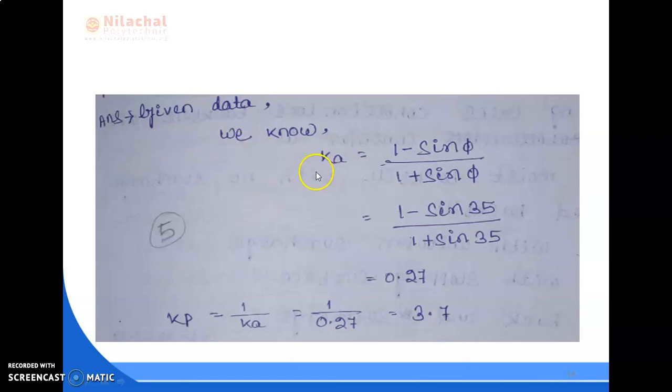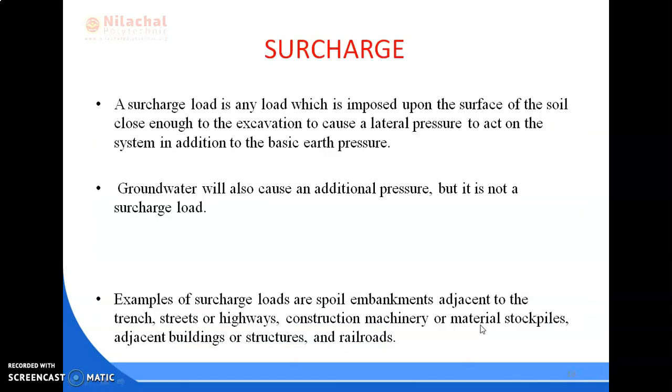So, we know Ka equal to, this is the formula, 1 minus sin phi by 1 plus sin phi, equal to 1 minus sin 35 degrees by 1 plus sin 35 degrees. So, this is equal to 0.27. And the other one, Kp equal to 1 by Ka equal to 1 by 0.27. This is equal to 3.7. So, this is our answer.